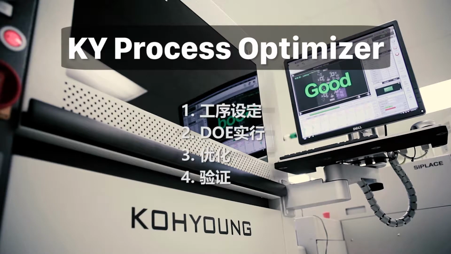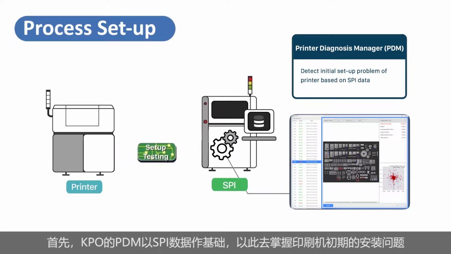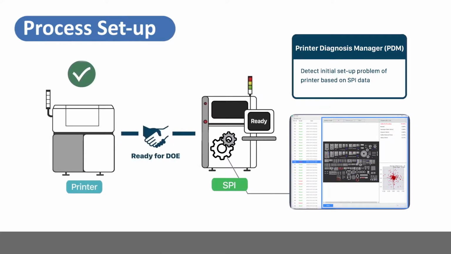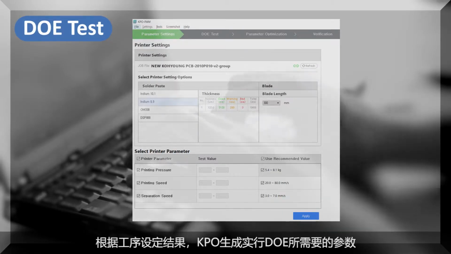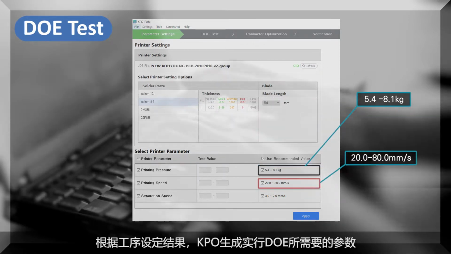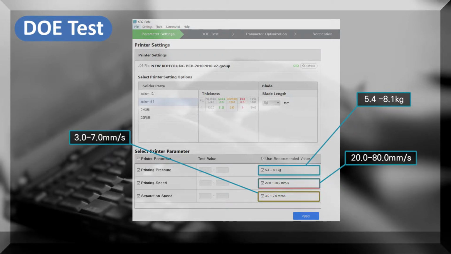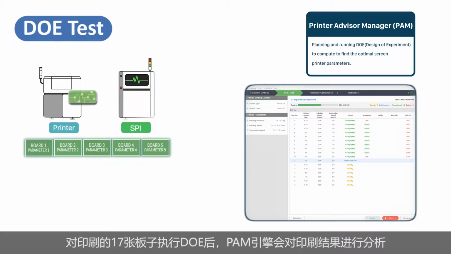How does Koh Young work its magic with KPO? First, the PDM will detect the initial printer SPI setup problems based on SPI data. Based on process setup results, KPO generates necessary parameters to run a DOE. Users can modify parameters with a simple click. The PAM engine runs a DOE on 17 prints and then analyzes the results.